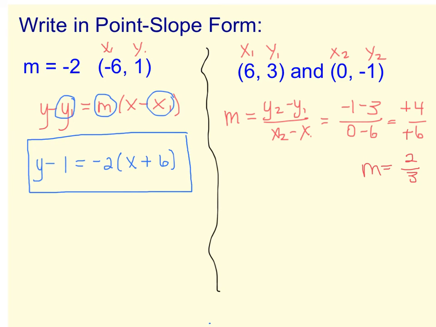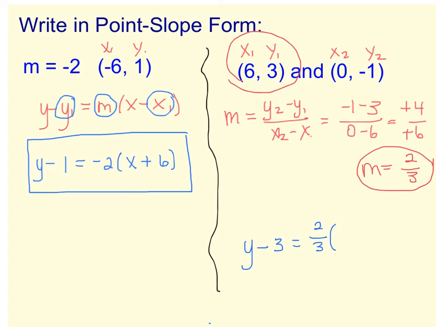So we've got our slope. We can go ahead and grab this first ordered pair and write our equation from that. So y minus our y1 is labeled up there as a 3 equals, plug in that slope we just found, 2/3, and then x minus our x1 is a 6. And there we have our point-slope form.